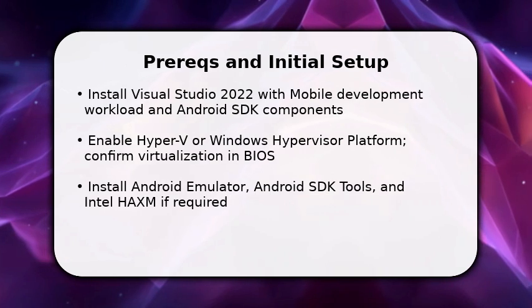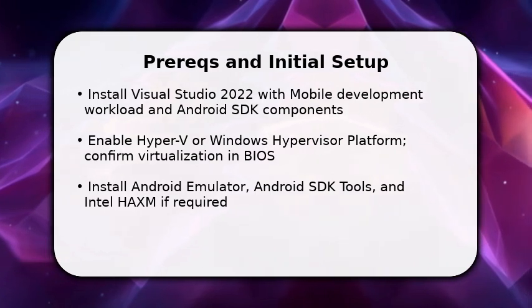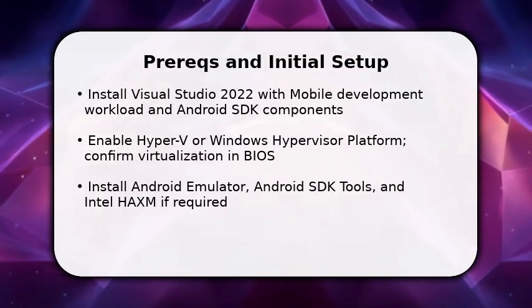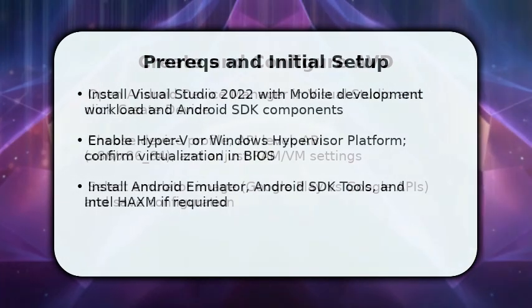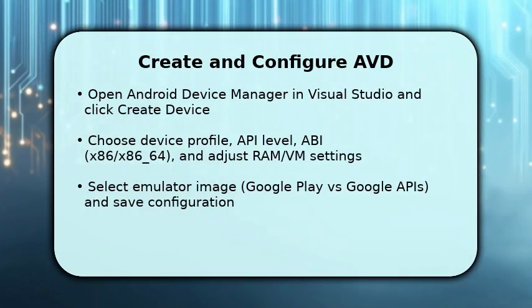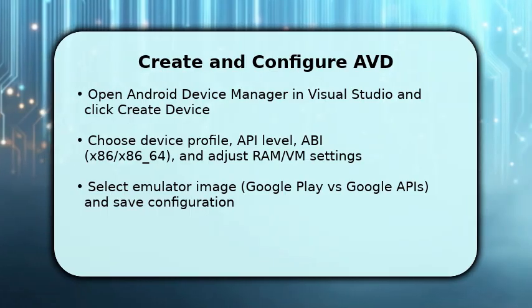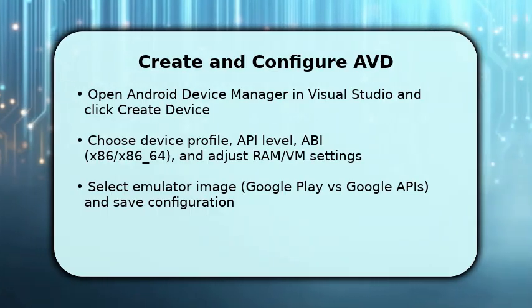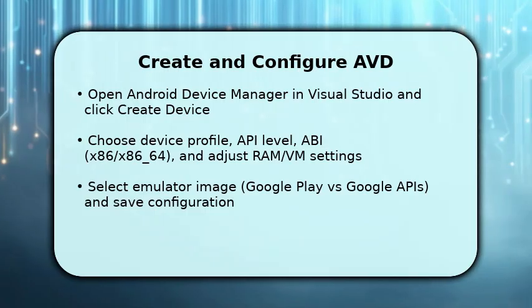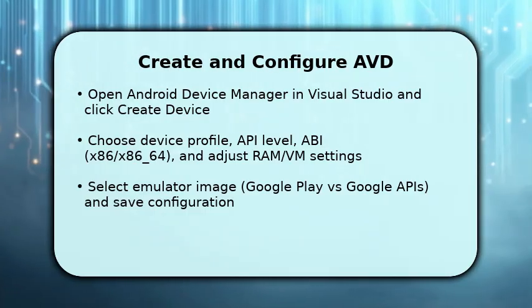Make sure to install the Android SDK tools and Intel HAXM only if your machine requires that specific accelerator for performance. Next, you create an Android virtual device in the Android Device Manager. Choose a device profile that matches your target screen size, then pick an appropriate system image. Prefer x86 or x86-64 for acceleration.